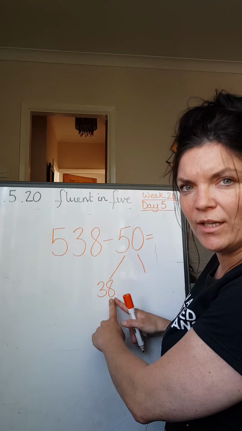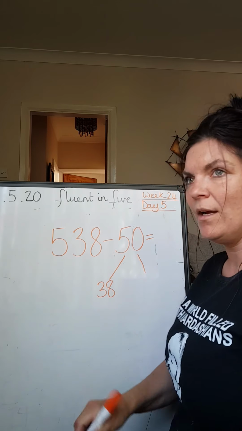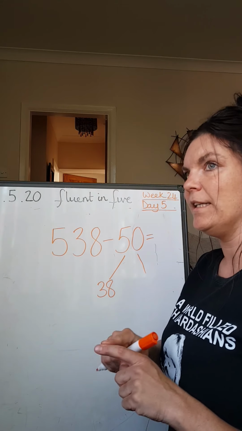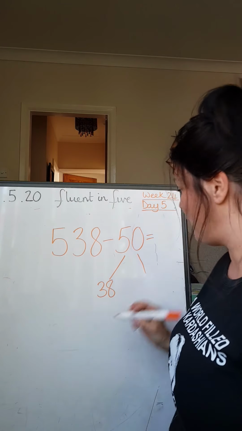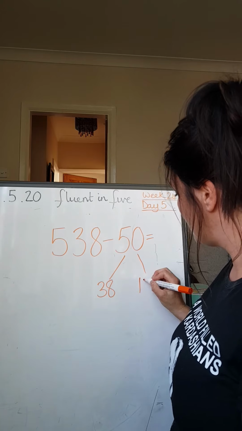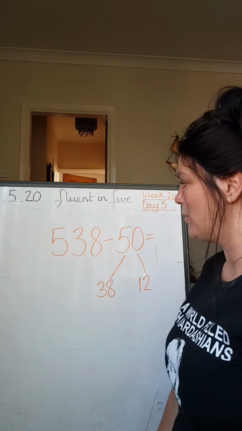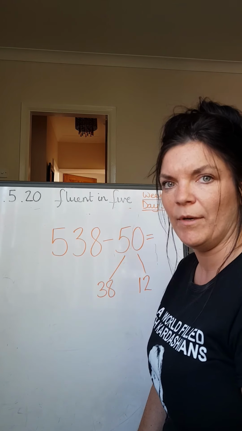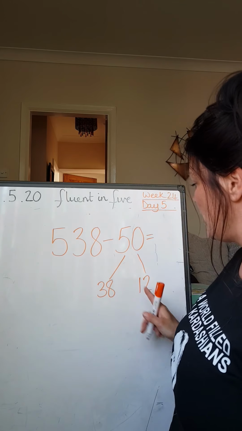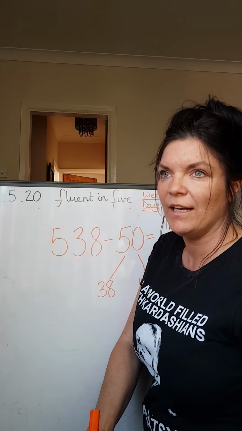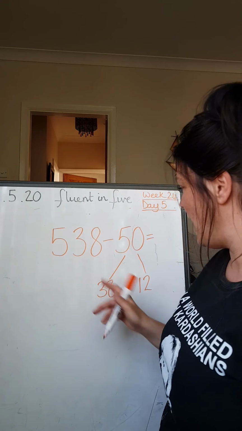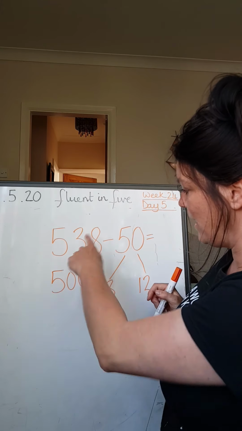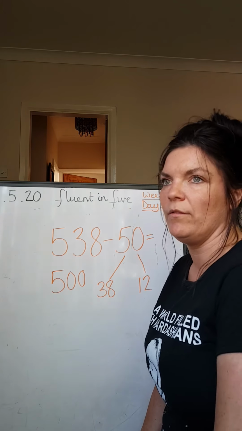Using my number bonds knowledge, I'd need 2 to get to the next tens number, which is 40. So I'll put that 2 in my head. I'd get to 40, and then I need another 10 to get to 50. So 10 and 2 is 12. So those 2 numbers should add up to 50. So if I do 538 take away 38, I'm at 500. And then all I need to do is take away 12 from 500. So if I'm at 500, because that's where I've got to now, I've took away this 38, cancelled that out. I need to take away another 12.